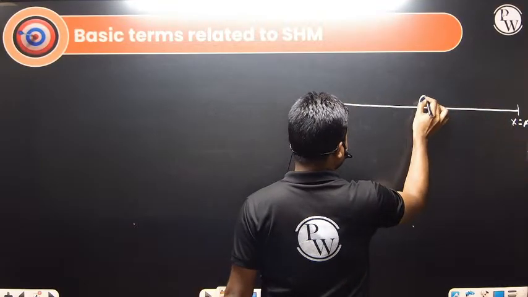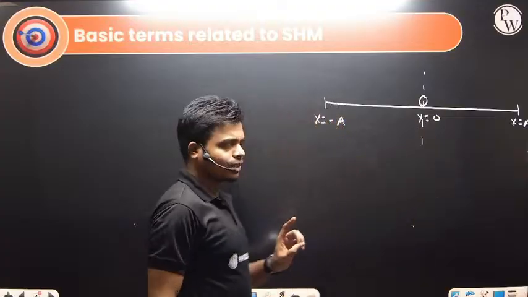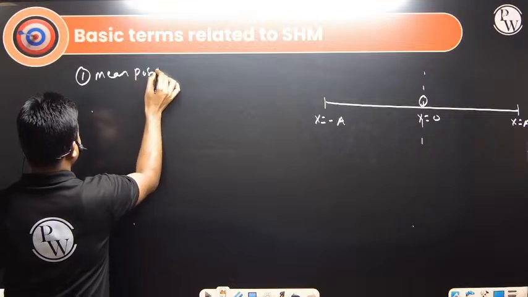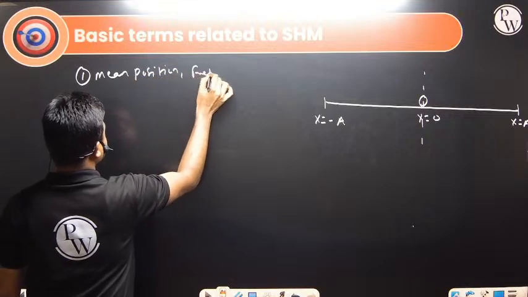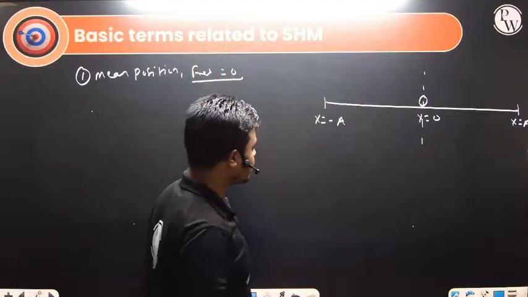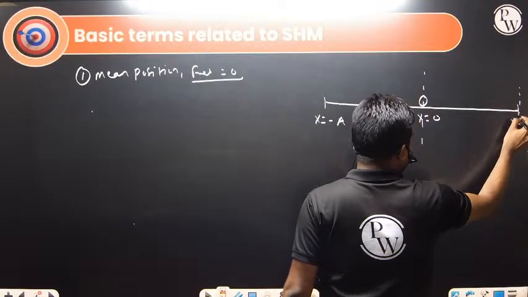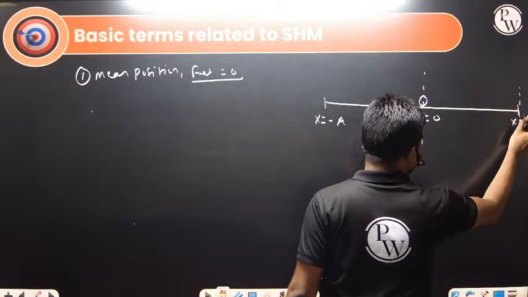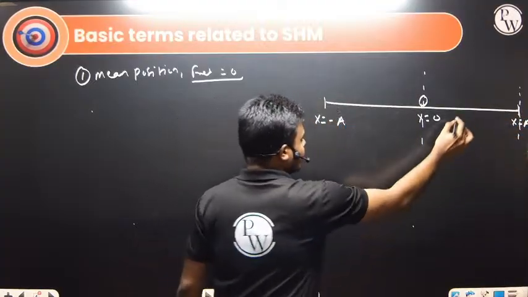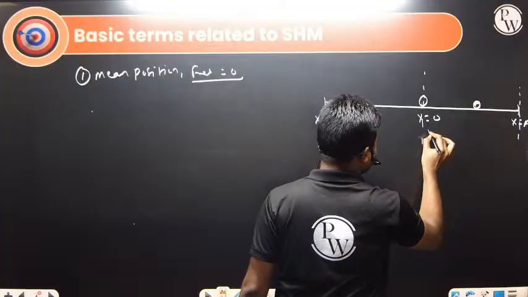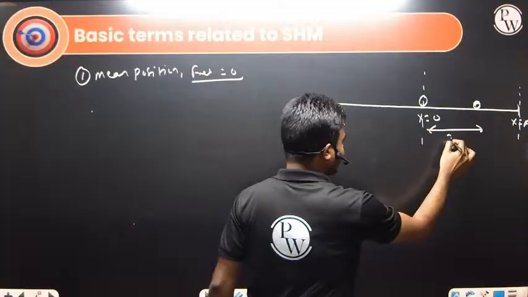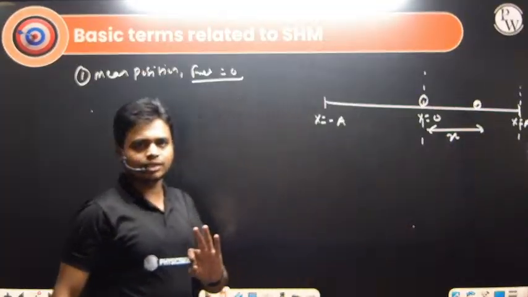The particle started from this particular point. Where the particle starts, we define that point as the mean position. The mean position is the point about which the net force acting on the particle is 0. Here x equals 0, this side is the right extreme, and this will be the left extreme. If the particle is at some point over here, that is its displacement from the mean position, which we write in terms of x. The x determines the displacement of the particle.